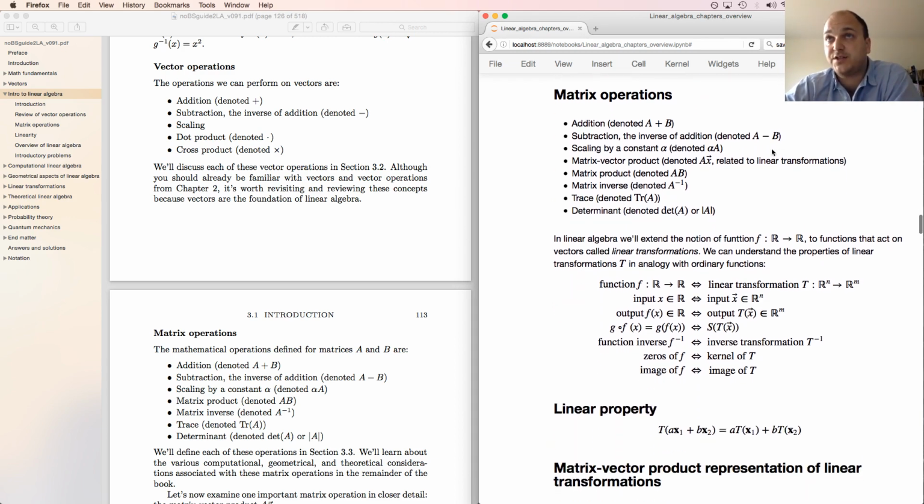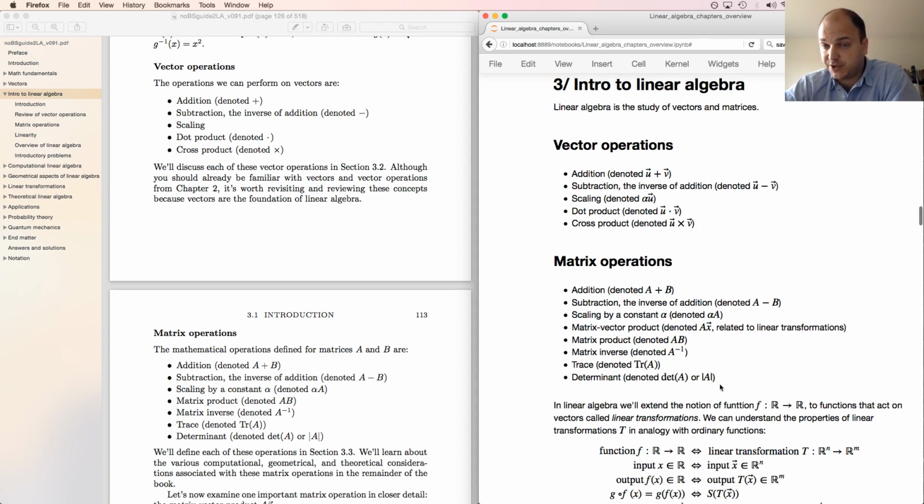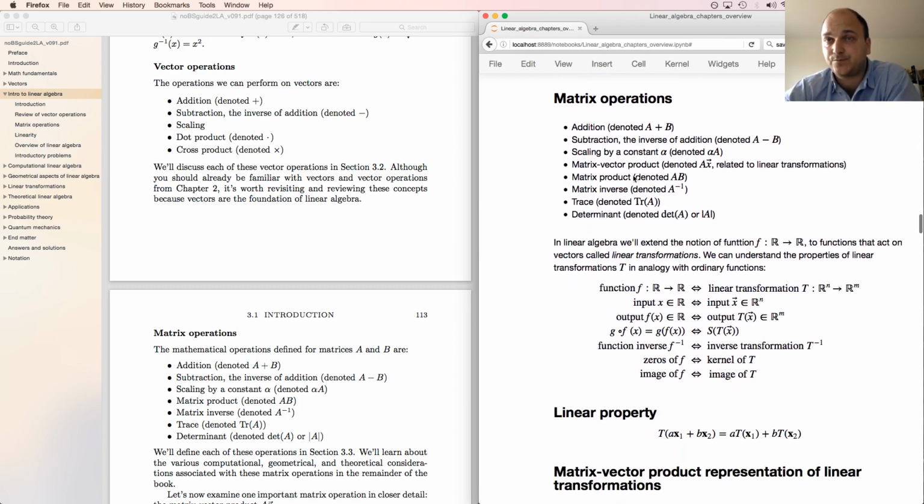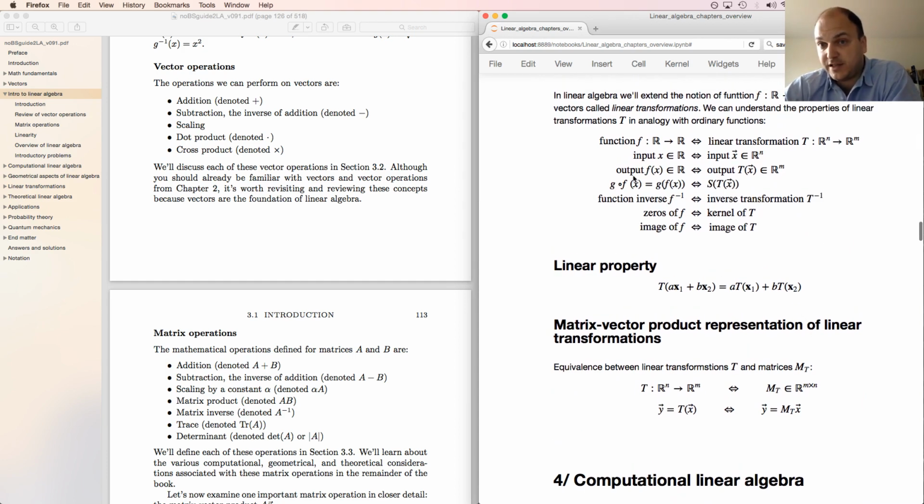And same for matrices. We have addition, subtraction, matrix vector product, very important, matrix product, the matrix inverse, trace, and determinant. So it seems like a tall list of things to learn, but the good news is once you learn these operations, there won't be anything new in the book. So we're going to just learn about implications and applications of these operations, but it won't be like randomly introducing new material in chapter 5 or chapter 6. This is it. Really, the point of linear algebra is to get you comfortable with these new mathematical objects.